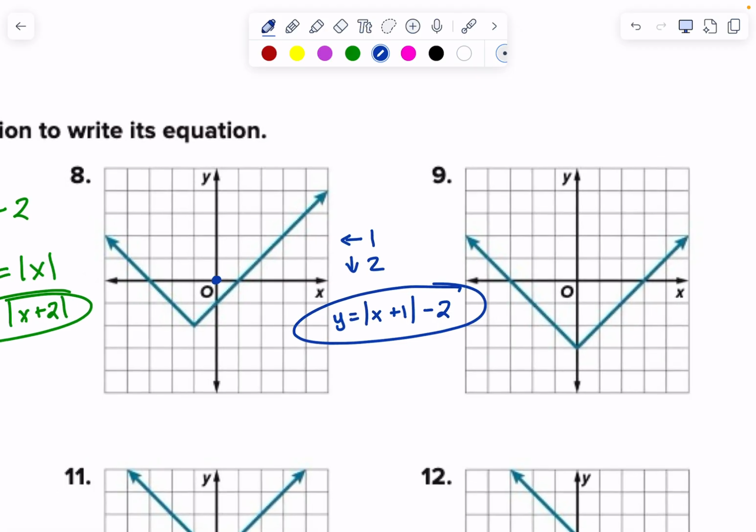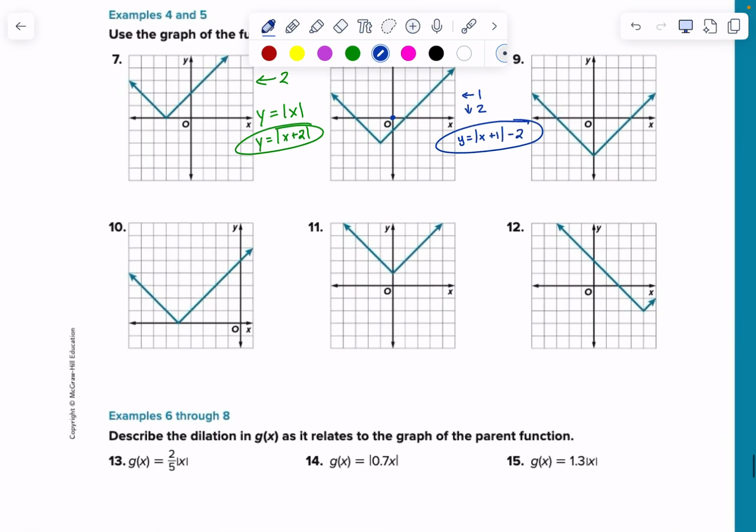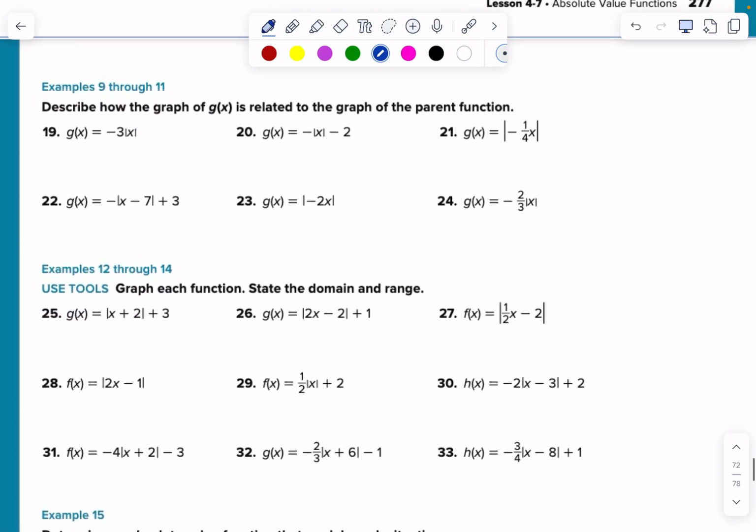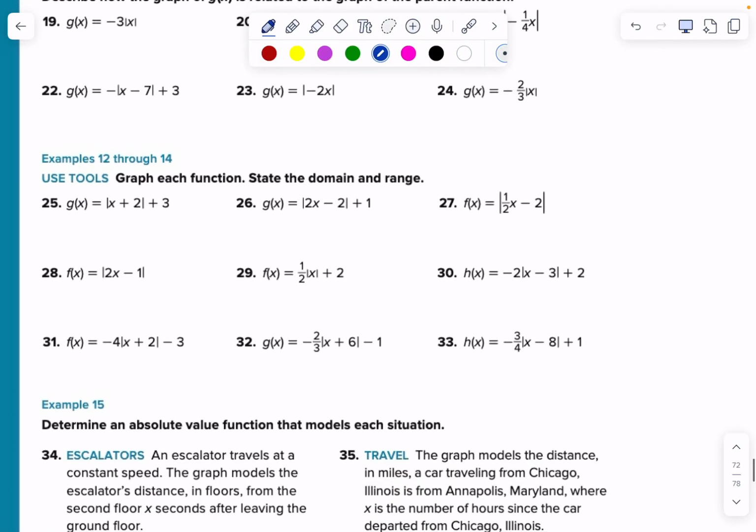Graph the function. Graph the domain and range. 26 through 32, just tell me what is being done, like we just did up above. You don't have to graph. You don't have to do domain and range, just tell me what it is. So when it says graph each function, don't do that. Just state the transformation.